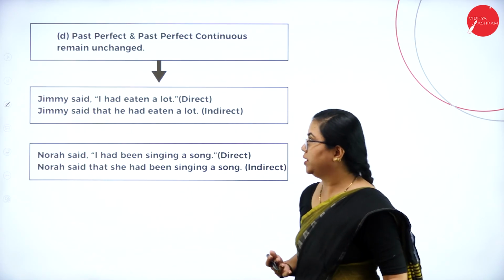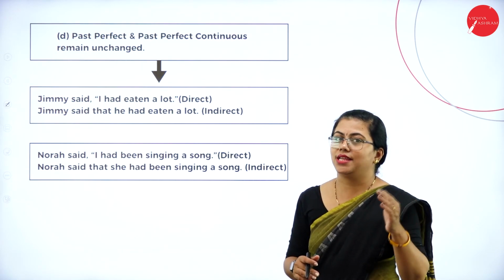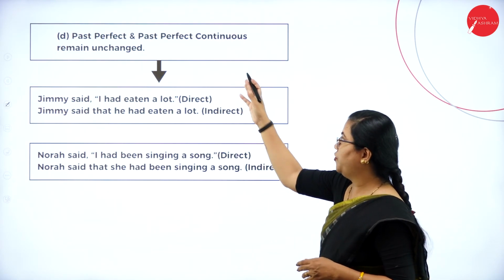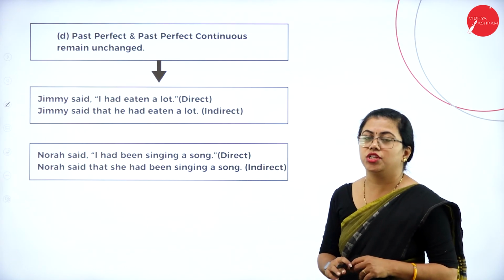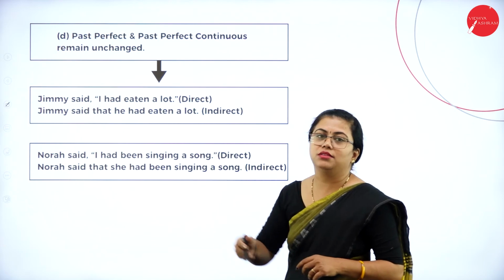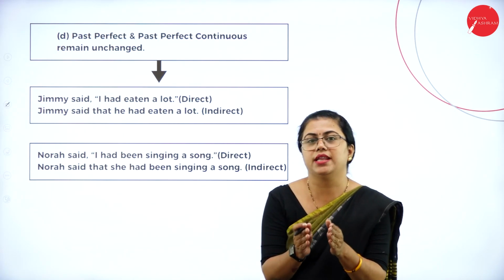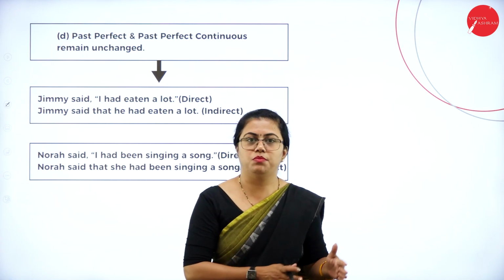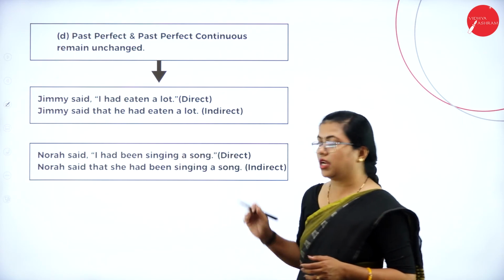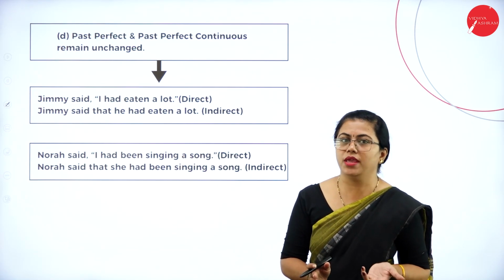So next tense, what is it? It is past perfect and past perfect continuous. If the sentences are already there in past perfect and past perfect continuous, what will happen? They remain unchanged. So you cannot change it to any other form of the tense. You just have to keep in your mind that whatever is inside the inverted comma has to shift one tense before. Before this, there are no tenses. That is the last tense you have. So it cannot be changed at all.